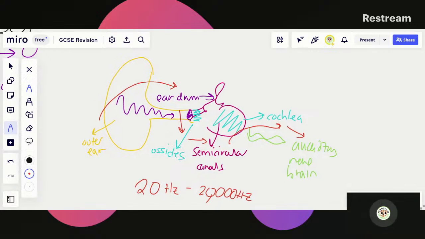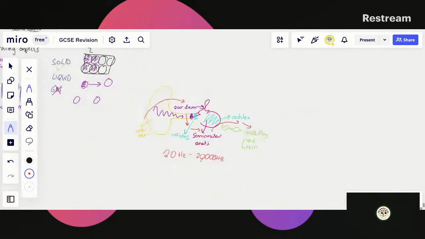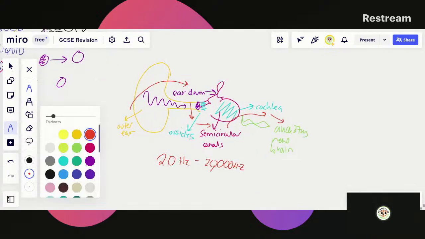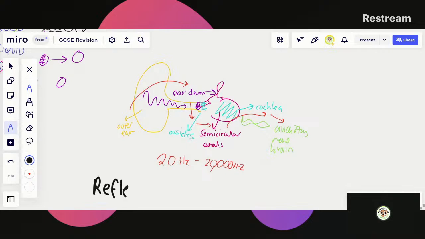Now, sound waves, just like all waves, can reflect and refract. So sound waves will be reflected by hard surfaces. For example, echoes are a reflection of sound waves, and that's why you tend to see them in caves, because caves are made of really hard, flat surfaces. So as you project your sound, it's then reflected.